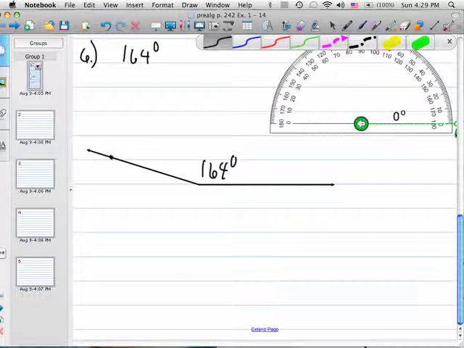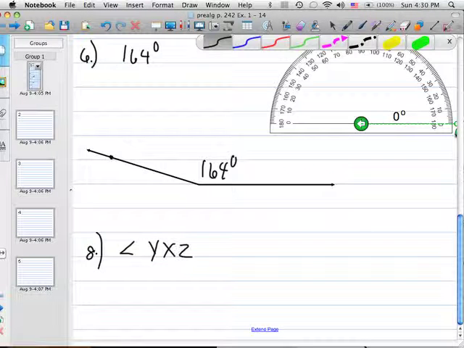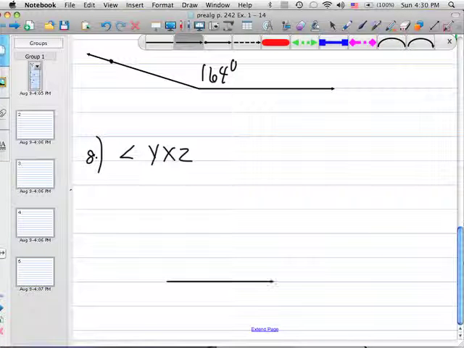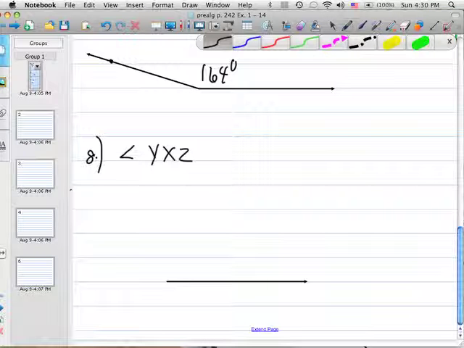Problem number 8, we have to draw an angle. Measure the angle formed by joining rays X and Y, and X and Z is 172 degrees. So we're making 172 degrees, and it's going to be angle Y, X, Z, and we'll label it accordingly. Okay, so the first ray, we can call it ray XY. And it has to be 172 degrees.